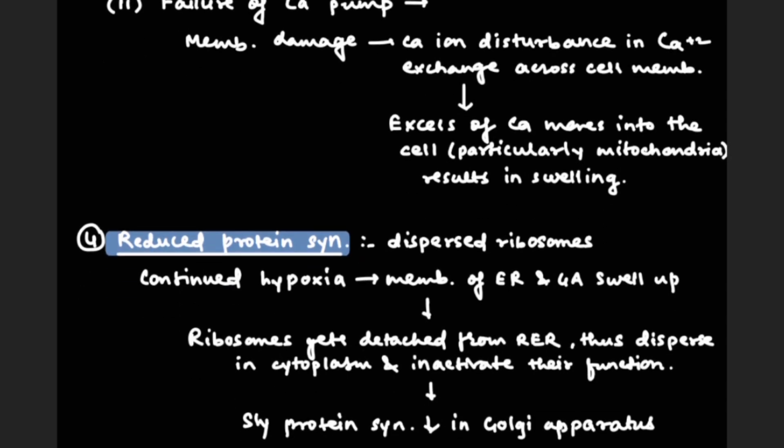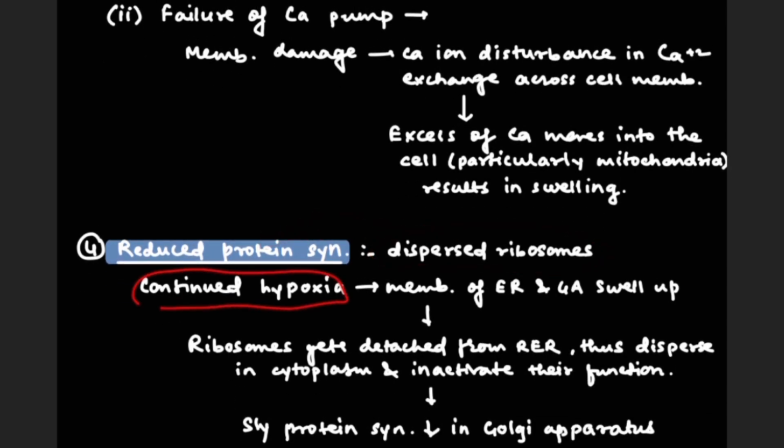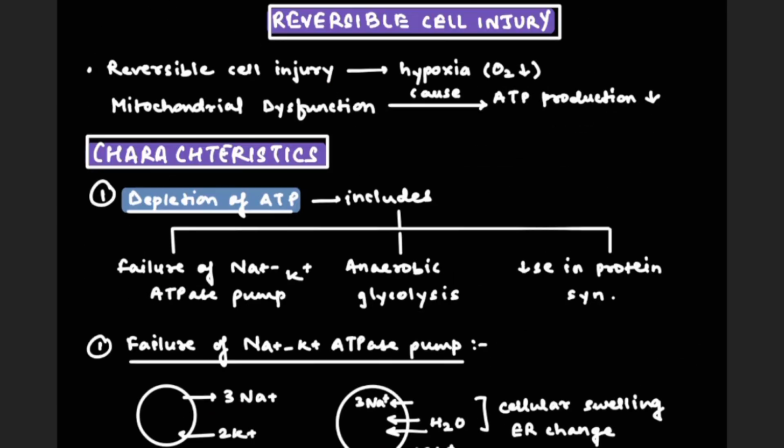Now we are going to see about reduced protein synthesis. So dispersed ribosome will cause decreased protein synthesis. Now if the hypoxia continues, the membrane of ER and Golgi apparatus will swell up, and the ribosome will get detached from RER, thus it will disperse in the cytoplasm and inactivate the function. And similarly, protein synthesis will decrease in the Golgi apparatus. So this was all about reversible cell injury.